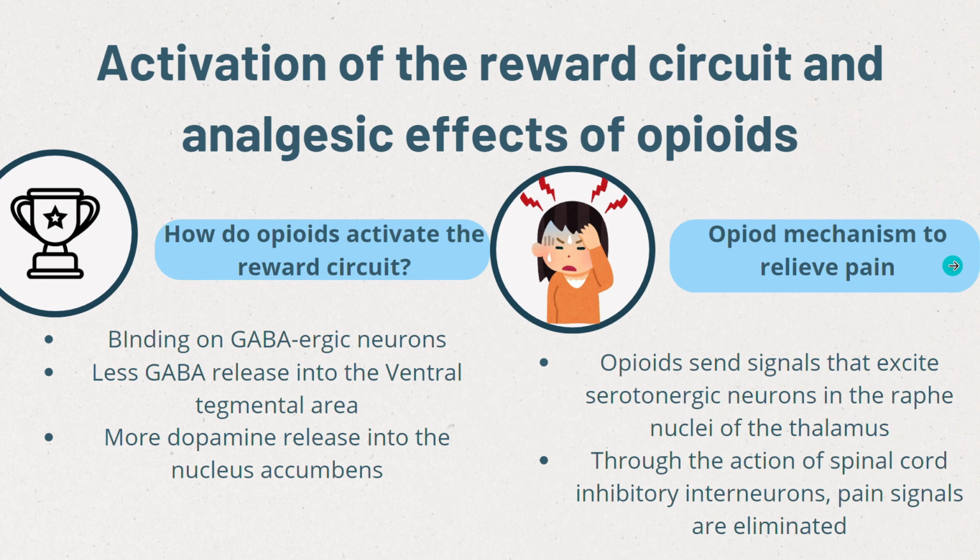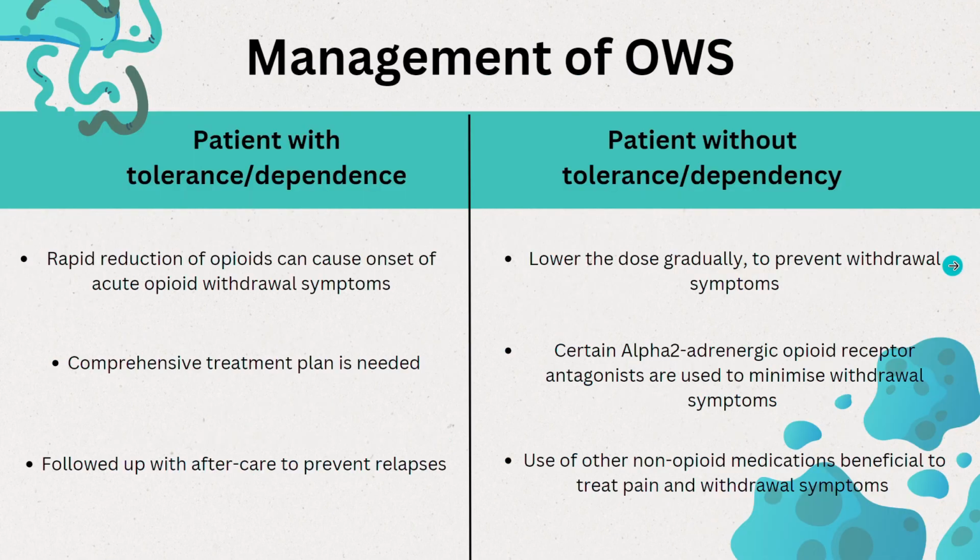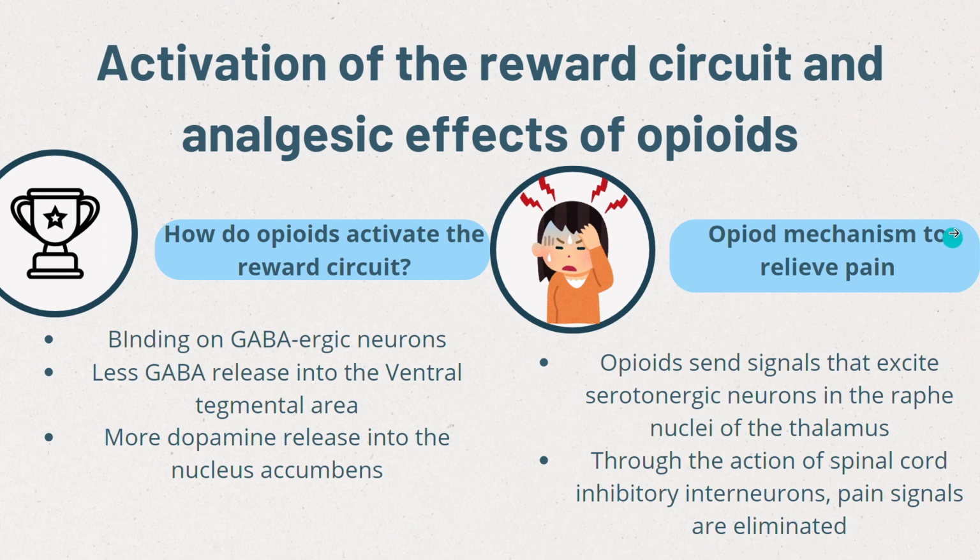And I'm going to talk lastly about the analgesic effects or pain relief effects of opioids. Okay, so opioids send signals that excite serotonergic activity down into the raphe nuclei, where most serotonergic neurons lay, and the action of these serotonergic neurons excites the action of inhibitory interneurons of the spinal cord, which eliminate sensory input signals of pain.